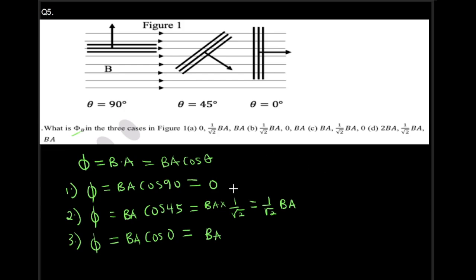So our correct answer is 0, 1 over root 2 BA, and then BA. Which one of them matches your answer? I think this is option A. So that is your answer here.